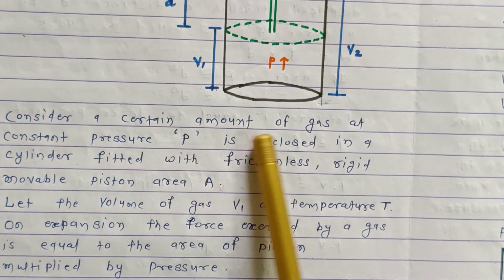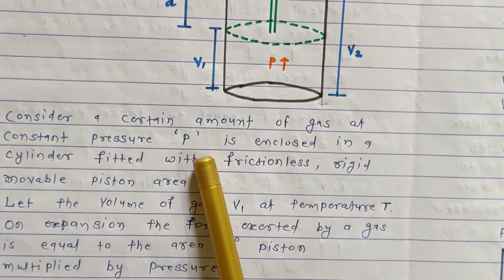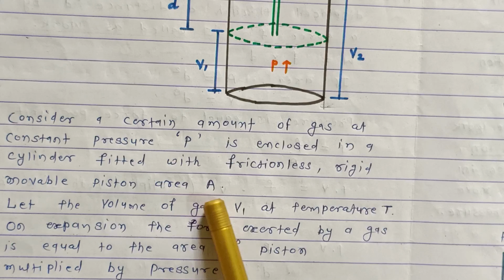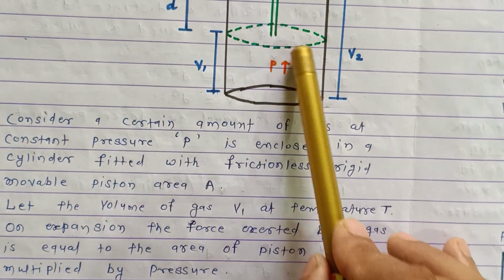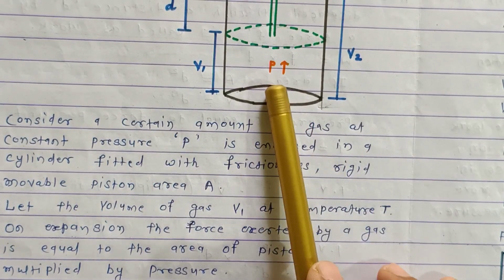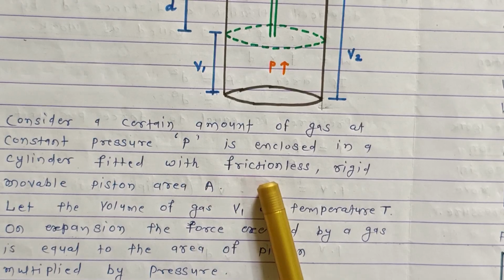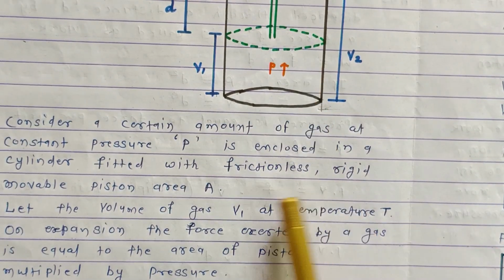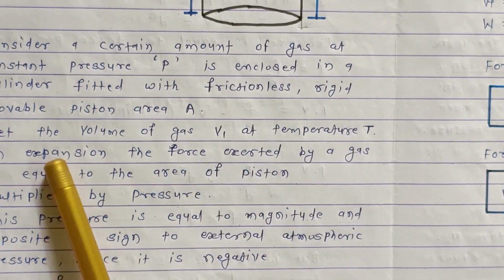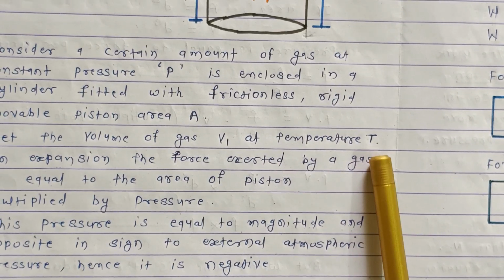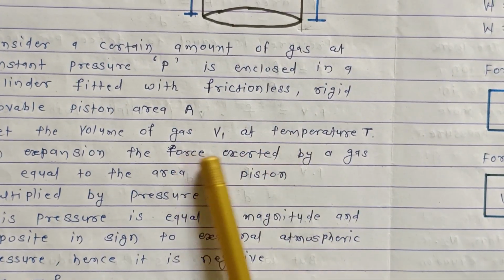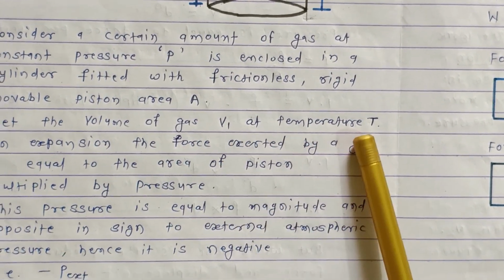Consider a certain amount of gas at constant pressure P enclosed in a cylinder fitted with a frictionless rigid movable piston of area A. This is our cylinder, enclosed by a gas having the pressure P, and the piston is considered to be frictionless, rigid and movable with area of cross section A. Let the volume of the gas be V1 at temperature T. The cylinder is filled with gas having the pressure P, volume V1 and temperature T.